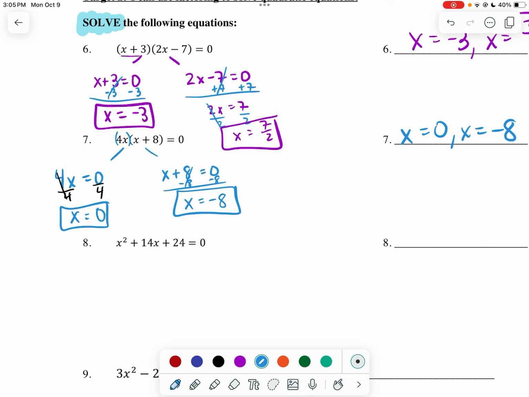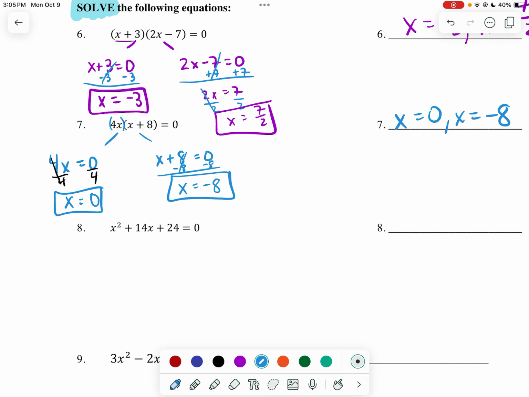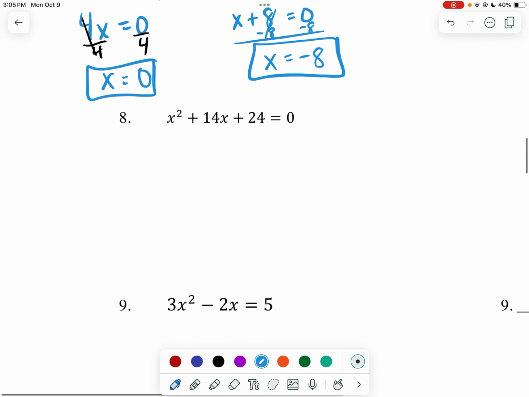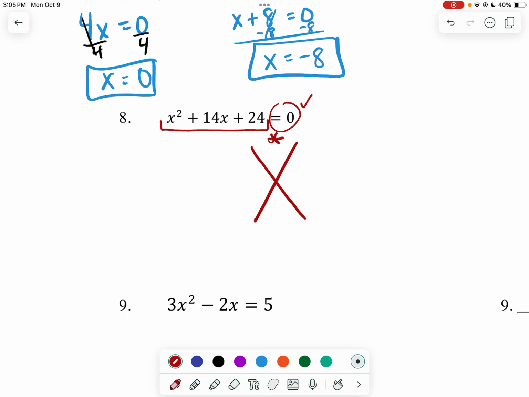All right, so 6 and 7 were kind of already set up for us. We just jumped right to branching things out. Number 8, this one is already set equal to 0, so that's good. So now I need to look at the left part of this and factor it. So just like we did on the front side, look for a GCF first. Sure, 2 goes into 14 and 24, but there's nothing with the x squared, so there's nothing that goes into all 3 of those. So this one, I'm going to set up my x. It's 3 terms. So I'll multiply to the last and add to the middle.